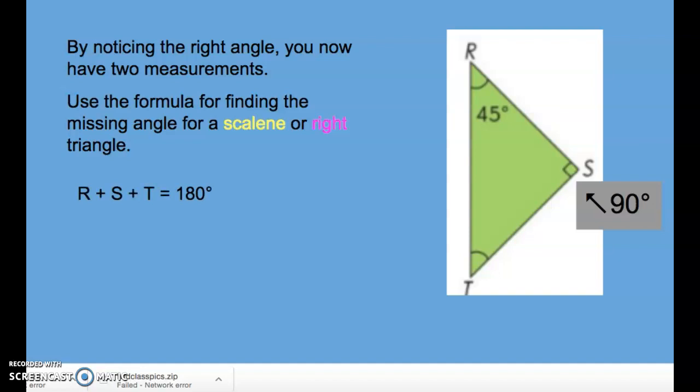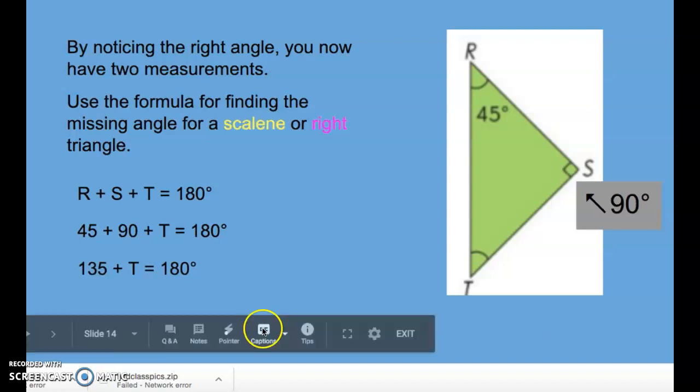R plus S plus T equals 180 degrees. Now we substitute values for variables to solve. We have 45 plus 90 plus T equals 180 degrees. Now we simplify that equation by adding the 45 and 90 together. And we have 135 plus T equals 180, leaving us a part and the whole.